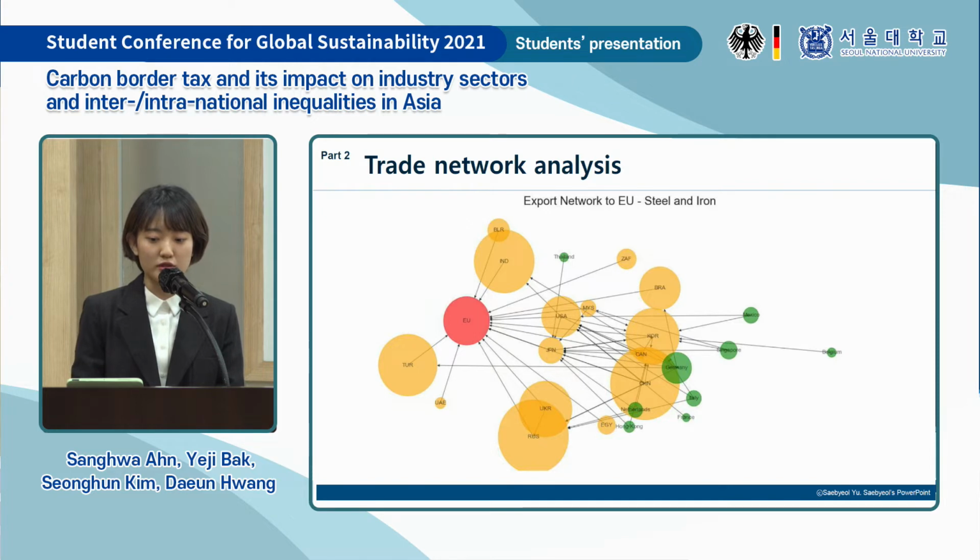Also, we drew a global value chain graph. The difference from the previous graph is the green nodes. The green nodes represent the countries that contribute to the main countries. So the green node countries export some steel industry products to the main countries. And we can see some EU countries in green nodes, which means that EU countries can also be affected by CBAM.